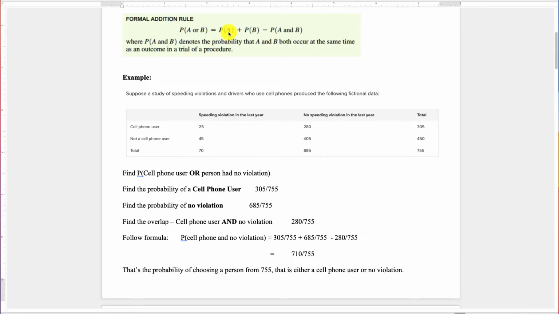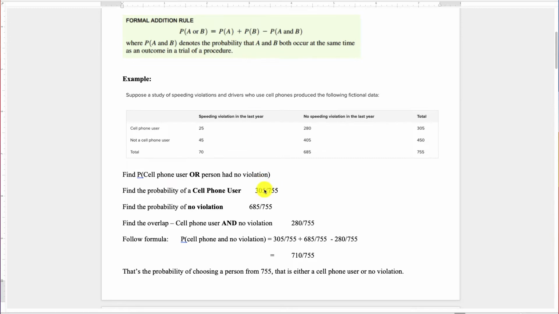So that's the probability of A plus the probability of B, these two numbers here, if we add them up. Find the overlap. That's where you count that twice. You see the 25 plus the 280 gets the 305. The 280 plus the 405 gets the 685. We're counting that 280 twice. So we have to take out that 280 one time so that we don't count it twice.